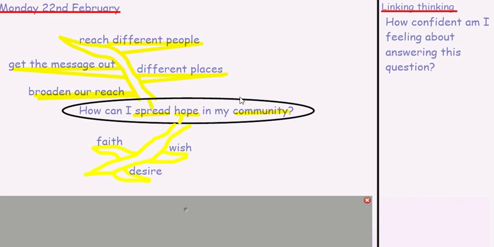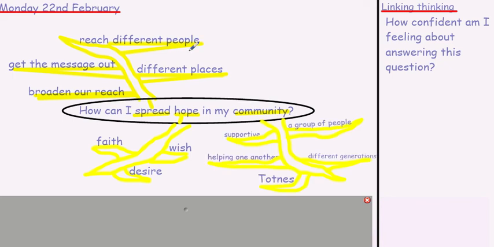So the last word that we're going to unpick together is community. What community do you belong to? What does community mean? Okay, so here are my thoughts around community. So community is a group of people, it's supportive, they're helping one another, different generations, and then the community I'm being really specific about is Totnes.